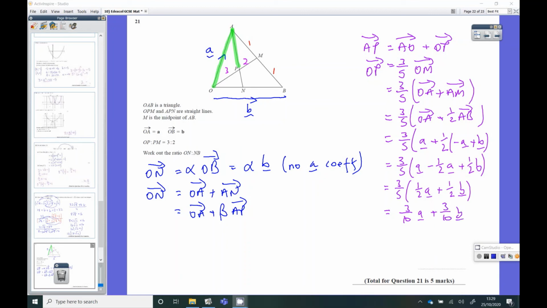So I've just worked out what O to P is. Okay. Now going back to at the very top, I was saying that A to P is A to O plus O to P. Now A to O is minus A, and we just worked out O to P to be 3/10 of A plus 3/10 of B. So just gathering that all up, I've got A to P being minus 7/10 A plus 3/10 B.